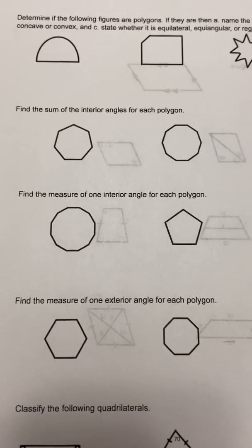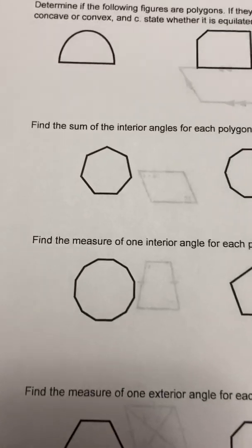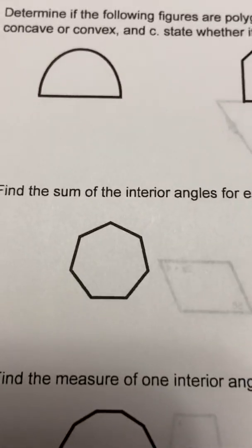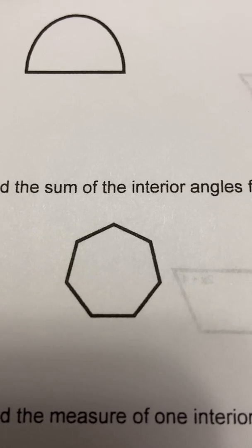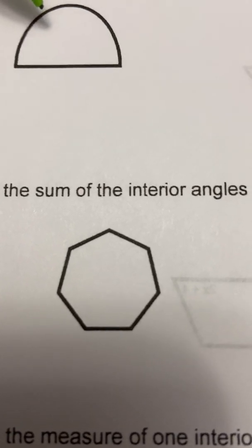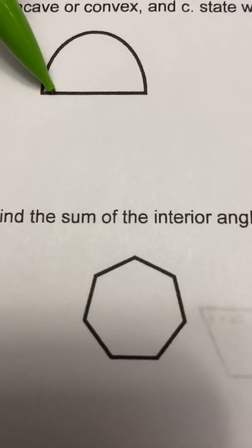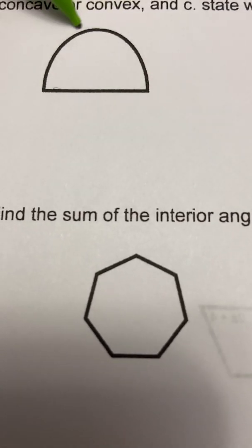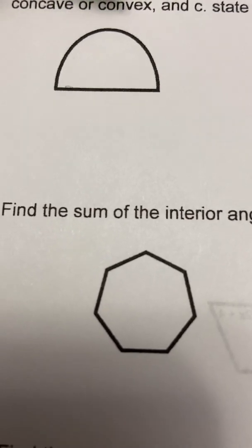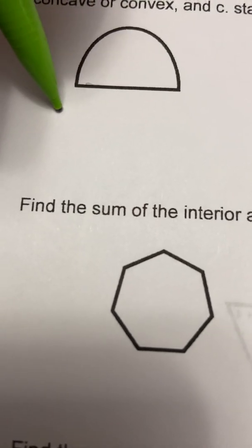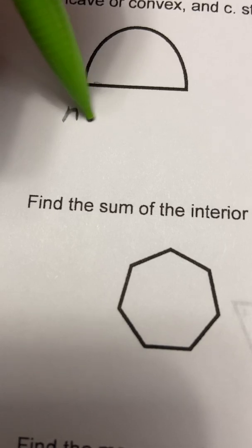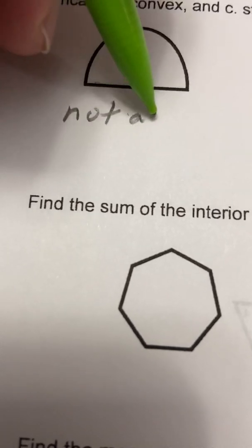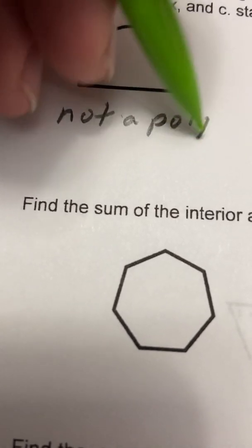So remember, to be a polygon, it's got to be a closed figure made up of straight segments. And when I look at this figure right here, there's a straight segment. This is not a straight segment, this is a curve. So automatically this means anytime you see anything curved on a figure, it is not a polygon.